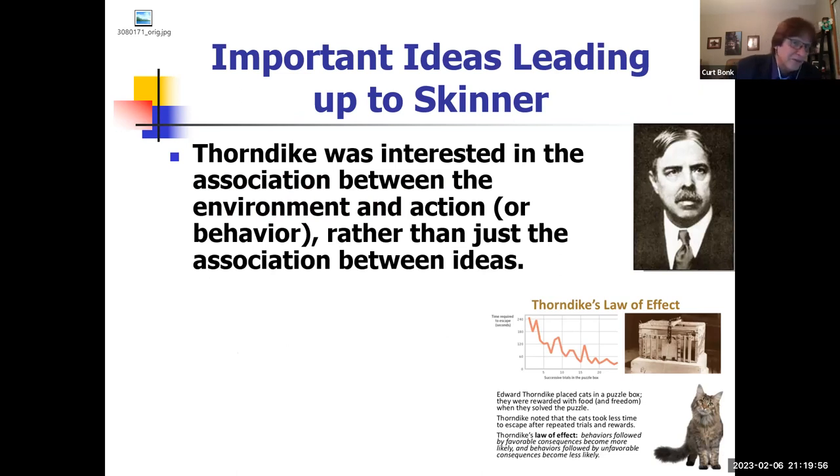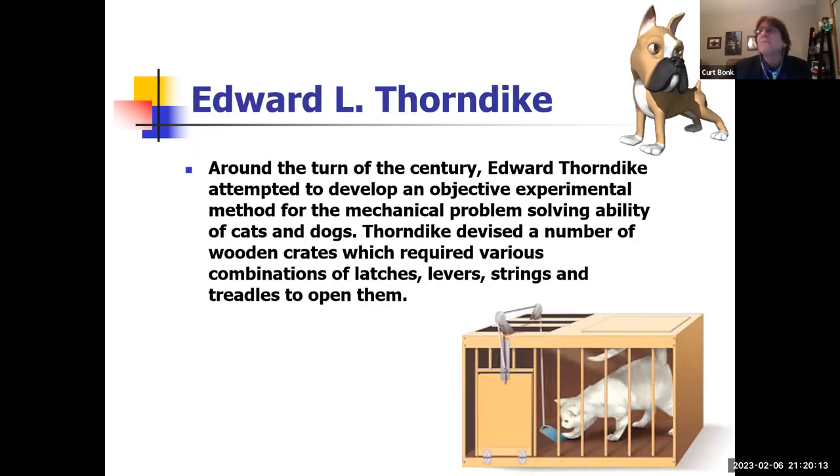Another guy at Wisconsin in those days was a guy named Clark Hull, who tried to mathematize learning and had mathematical equations for all the types of learning that were occurring to predict whether behaviors would be repeated over time. So Thorndike was kind of interested in actions and the environment, both. Whereas Skinner and Watson are more interested in the environment itself and trying to shape that environment.